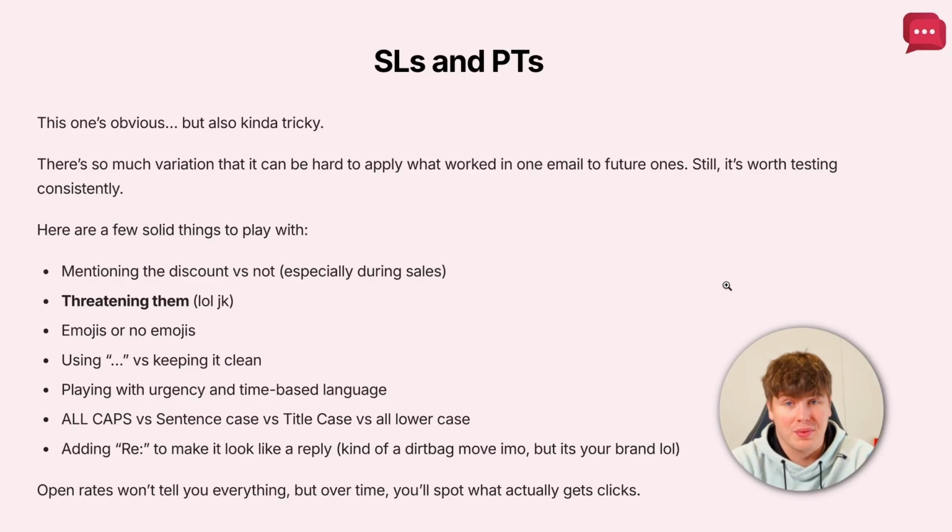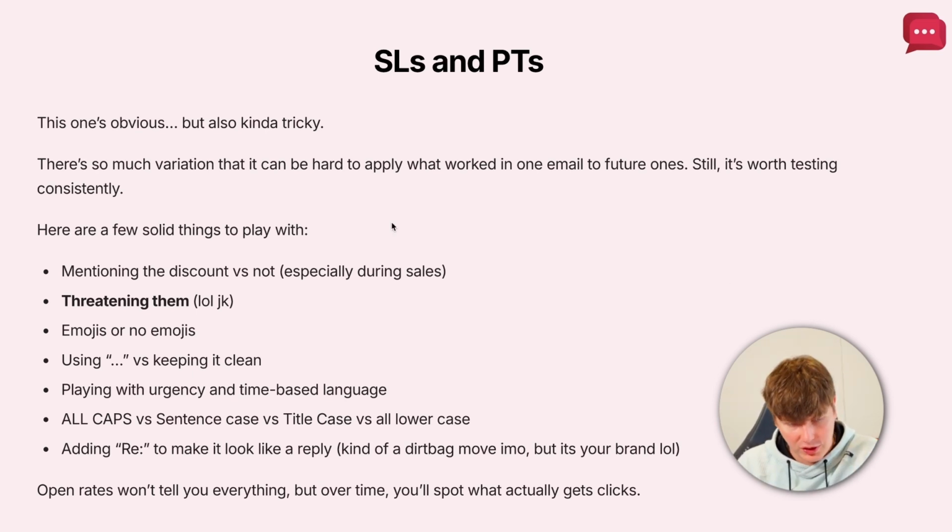So subject lines and preview text. This one's pretty obvious, but it can be tricky. There's so much variation that it can be hard to apply what worked into future emails, but it's still worth testing consistently. What we do is every week we'll start a new A/B test on subject line or preview text for flows. The welcome email, or email 1 for each flow, should have an A/B test on it at all times. And you should always be trying to find the best variation, I guess.